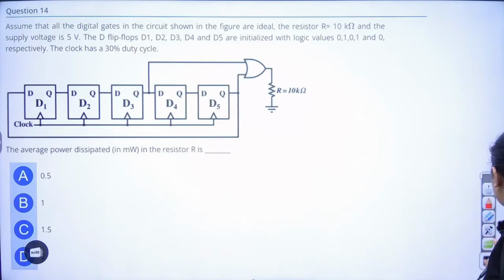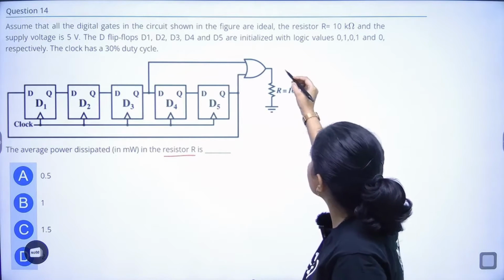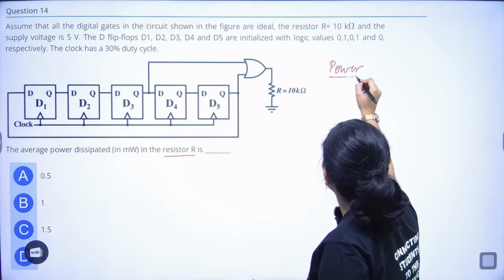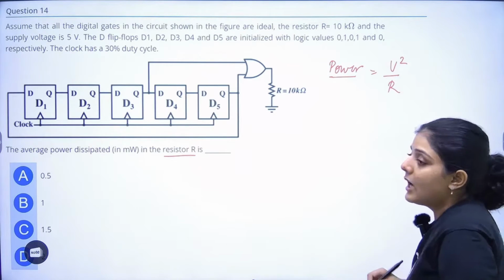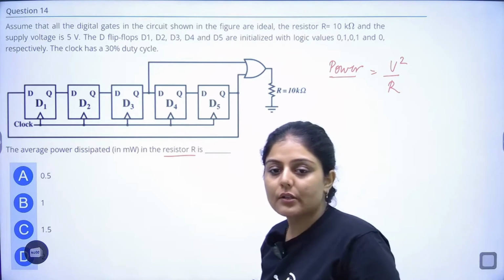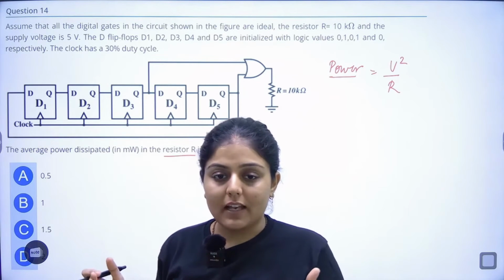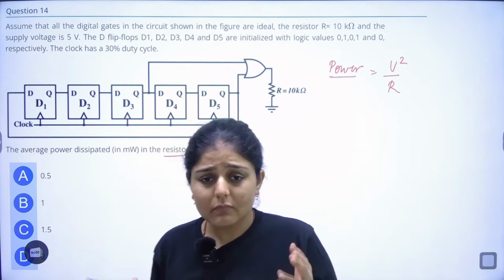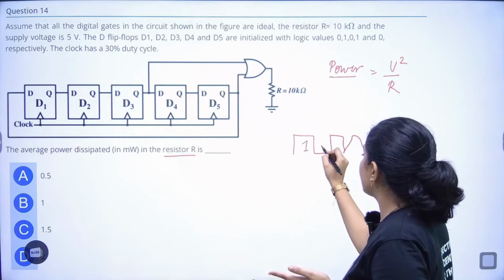Okay. So how to tackle these kinds of questions? We have to find out the power. Power, we easily know, is V square by R. Both the values are given. But in digital, what should we know? V square by R is for DC or AC values, right? DC values basically, so it was always 1. But here we should get a waveform like this, either 0 or 1.